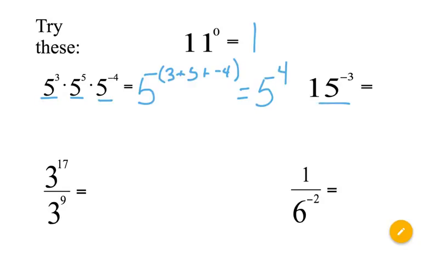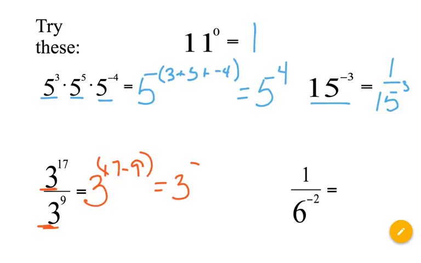Awesome. I see this one is a negative power, so I know that that means 1 over 15 to the 3rd power. Remember, we're just simplifying, okay? This one down here is dividing, and the bases are the same, so I know that it's the quotient of powers property. So 3 to the 17 minus 9 equals 3 to the 8th power, sorry. It's been a long morning. 3 to the 8th power.